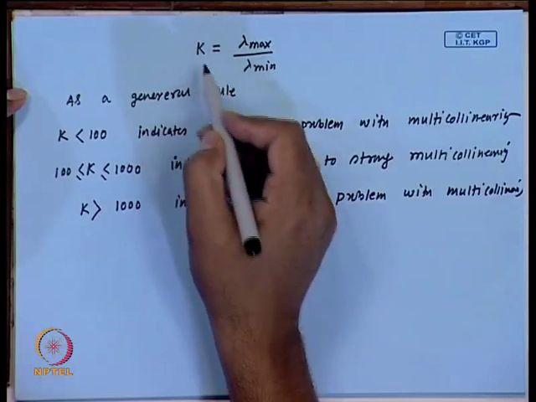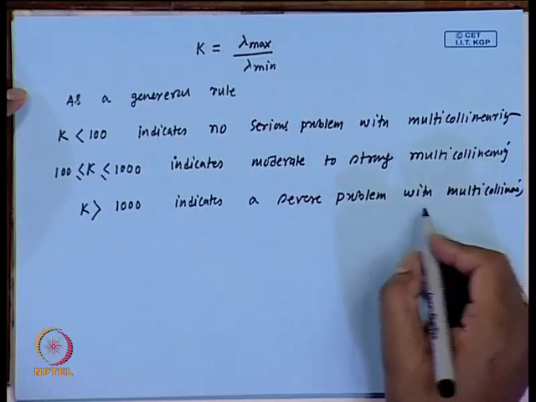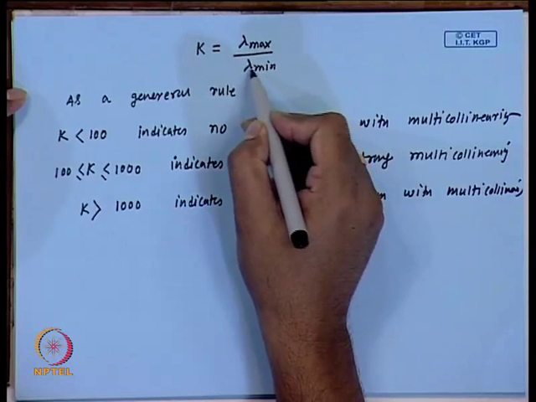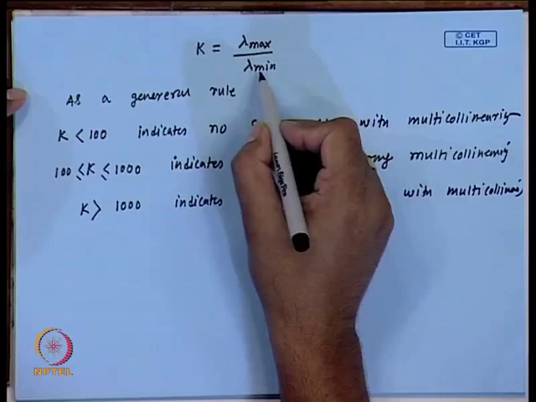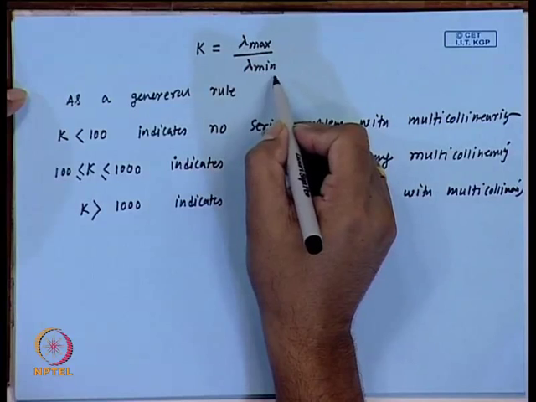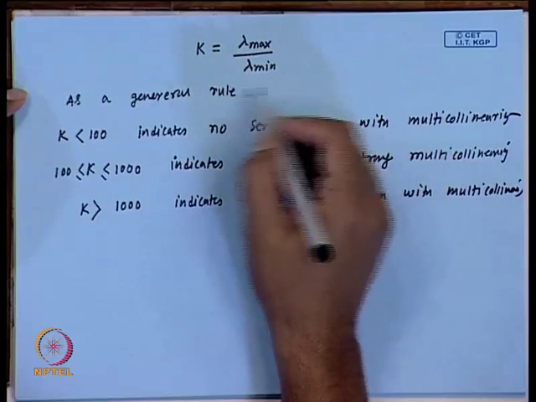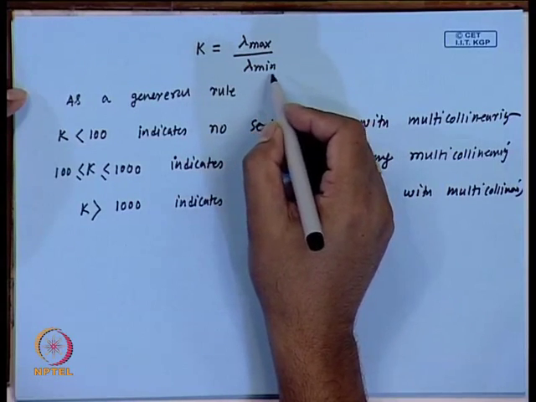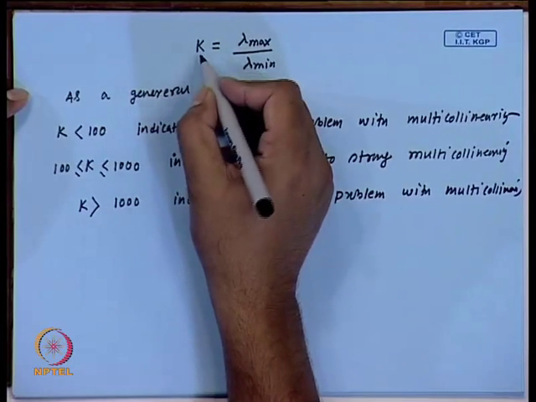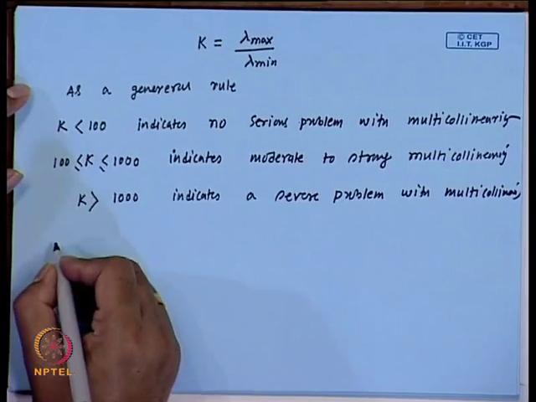A large value of k indicates a severe problem with multicollinearity because k will be large when lambda minimum is very small or close to 0. And lambda minimum being 0 indicates there is linear dependence among the columns of X, which means the presence of multicollinearity. So, this is the condition number.